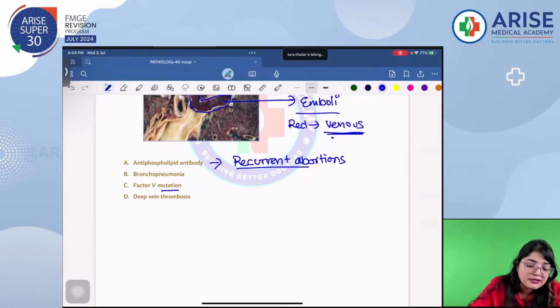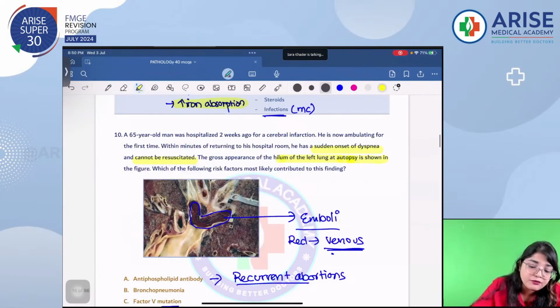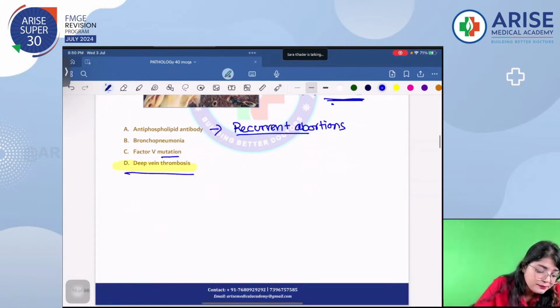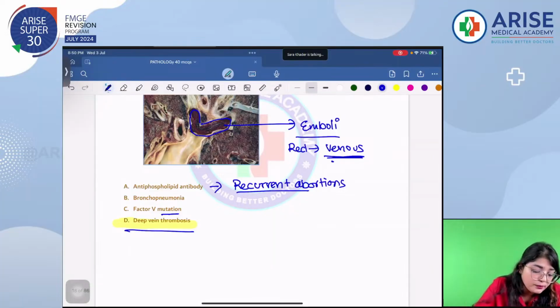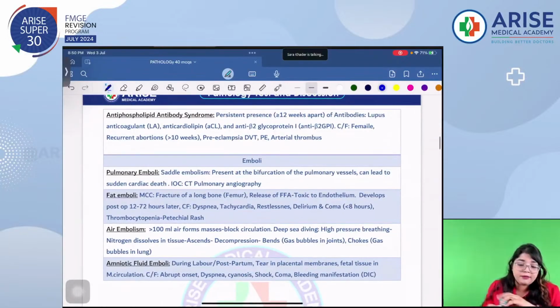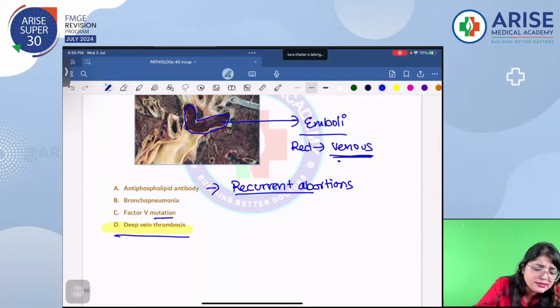All right, what about factor 5? Now, this is the most common genetic mutation. But here, because the patient was ambulating for the first time, okay, after being bedridden, this must be a deep vein thrombosis. Okay, this must be a deep vein thrombus. Okay, very good. So these are the things that are very, very important. The different kinds of emboli for your exam that you need to remember. Pulmonary emboli. So as you can see, this is nothing but your saddle emboli. Okay, saddle emboli.